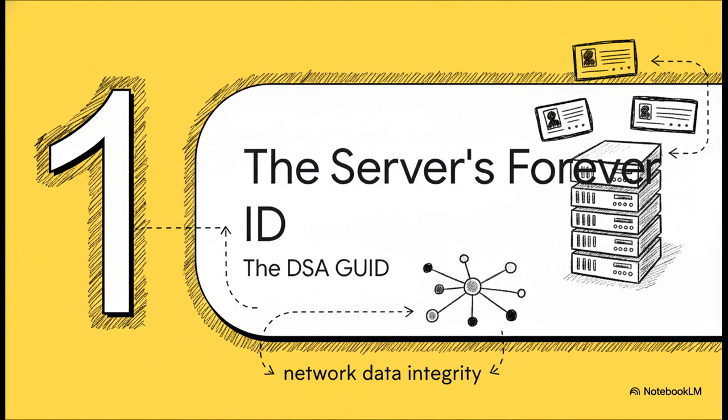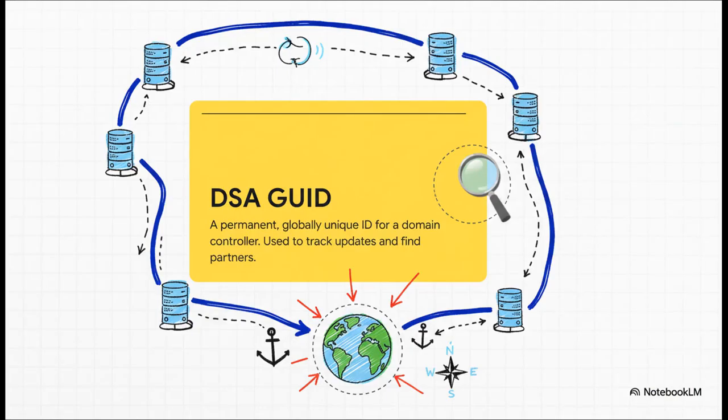So to solve that first part of the problem, telling which server is which, Microsoft's Active Directory gives each server a permanent, totally unchanging identity. Seriously, think of it like a social security number for a server. It's unique and it is for life. Now, this identifier has a fancy name, the Directory System Agent Globally Unique Identifier. But we're just going to call it the DSA GUID.